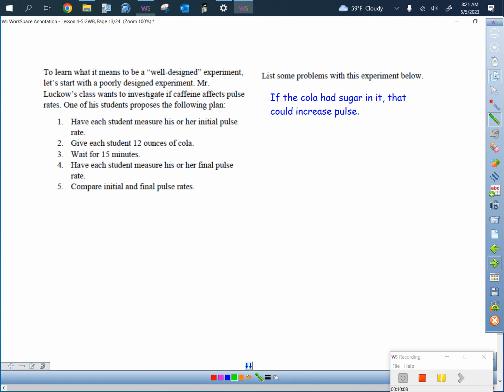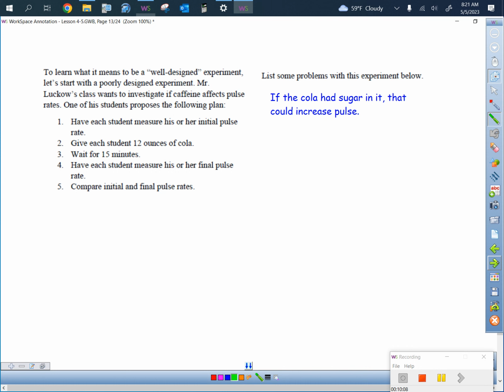Here's one thing: if the cola has sugar in it, that could increase the pulse. You might want to write that one down. That's definitely a confounding variable because that's something they didn't account for. Even though caffeine affects pulse, so does sugar, right? So sugar could be bad.